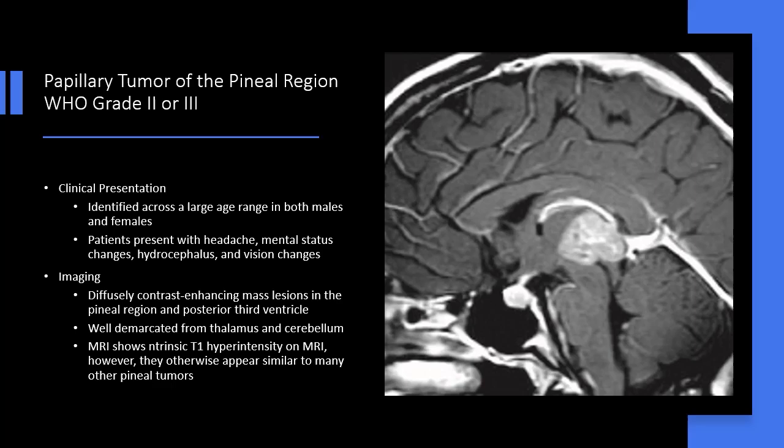These tumors are diffusely contrast-enhancing masses in the pineal region and posterior third ventricle. They are often accompanied by hydrocephalus on presentation due to their location. Newer findings suggest intrinsic T1 hyperintensity on MRI may be common to these lesions. However, they otherwise have a similar appearance to many other tumors located in this area.